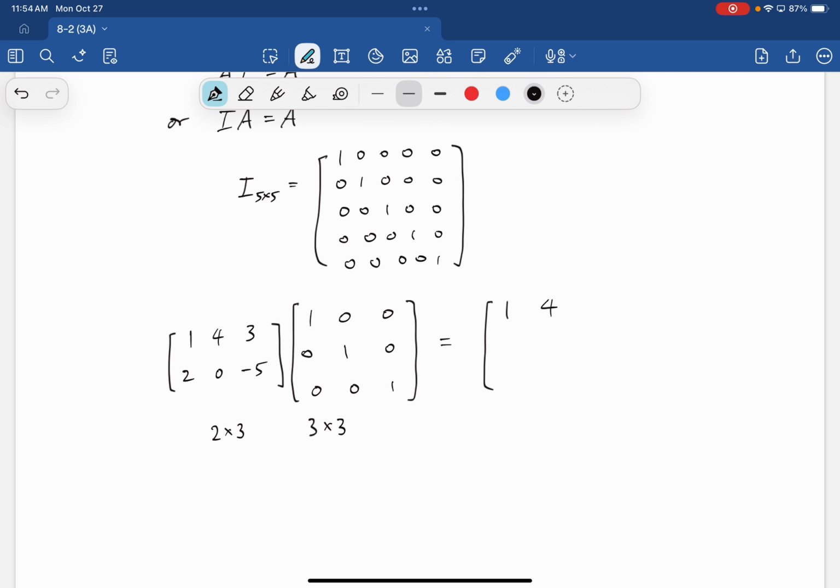Okay. And then I can keep going for the third entry. That's 1 4 3 times 0 0 1. But that's just 3 because the zeros make the 1 and 4 disappear. All right? And you can keep going and you're just going to get the same exact entries. So that's why the identity matrix causes the matrix to just be the same when you multiply them. Any questions?